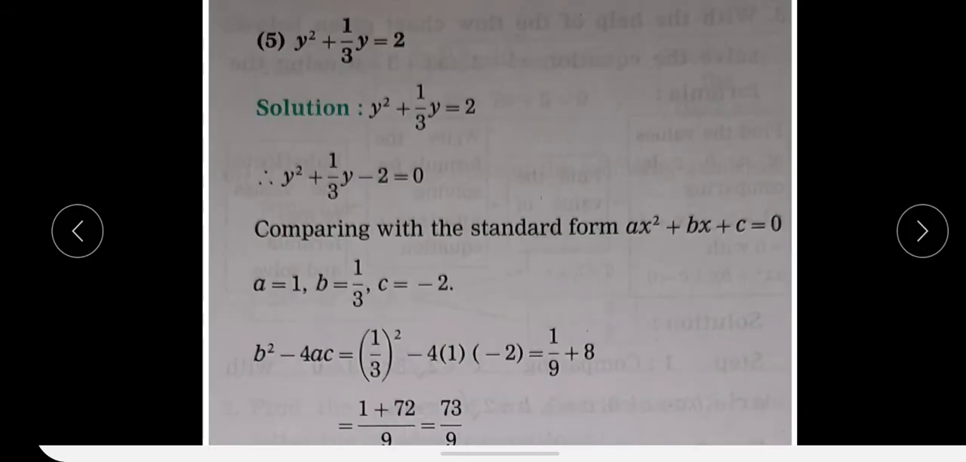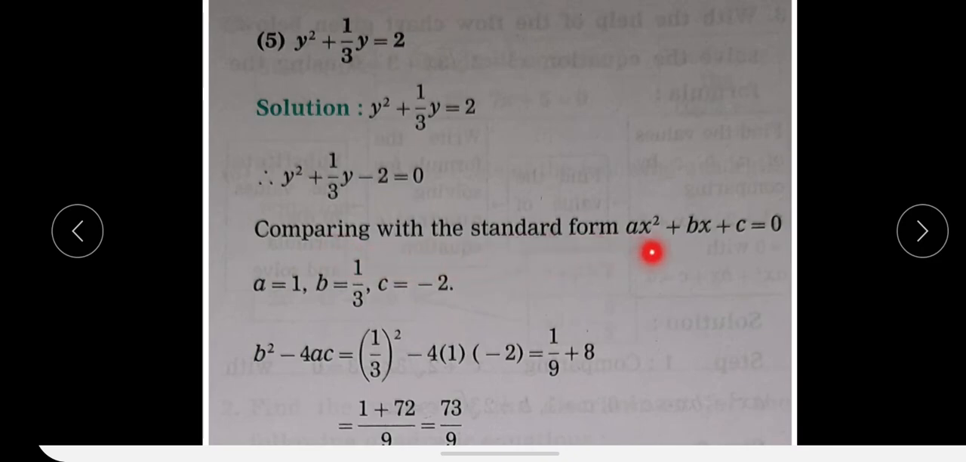Again, consider the next example. In this, the coefficient of y is in fraction. Observe the example. Y square plus 1 upon 3 y is equal to 2. First of all, write down this equation in the standard form, means transfer this 2 on the left hand side. Then you will get y square plus 1 upon 3 y minus 2 is equal to 0.